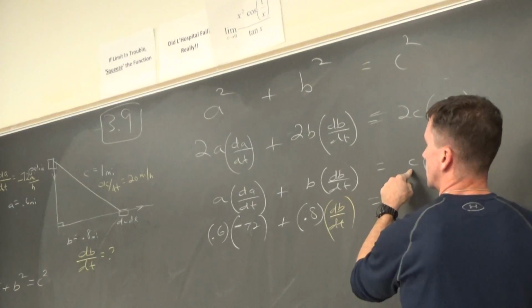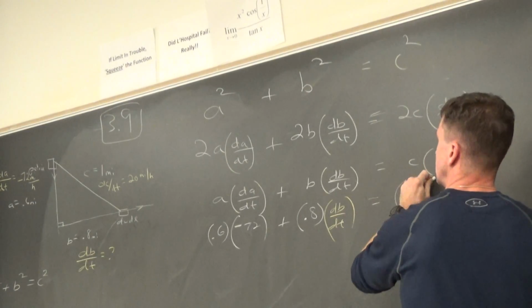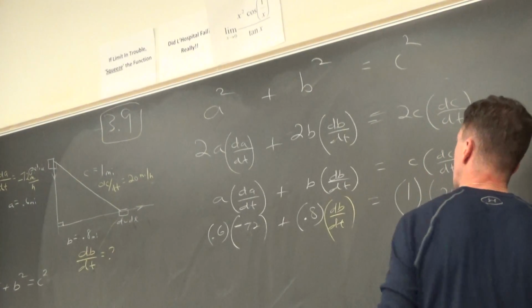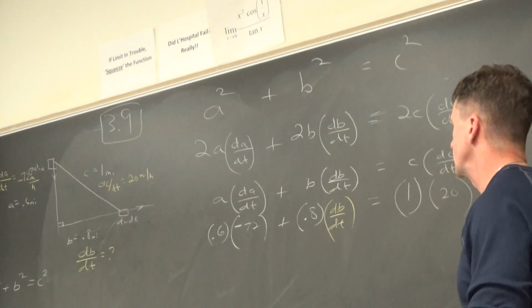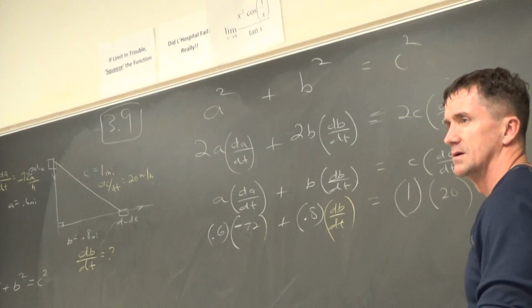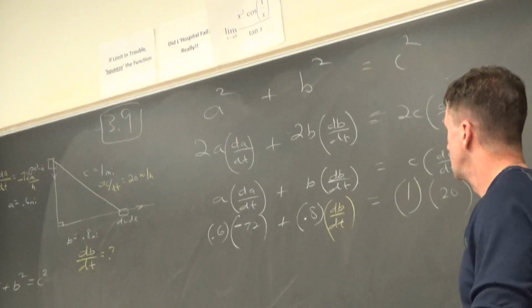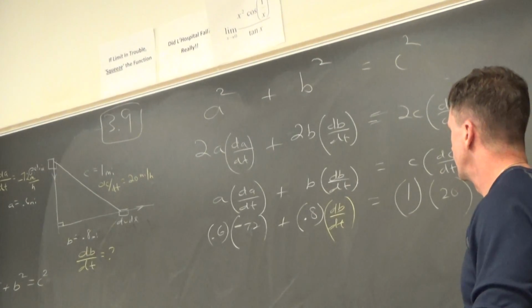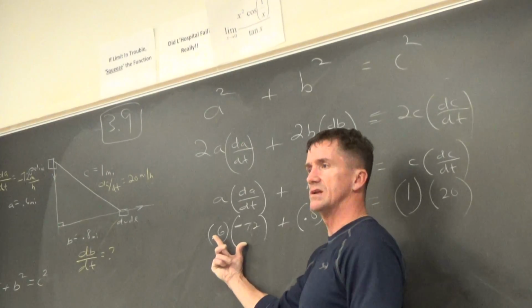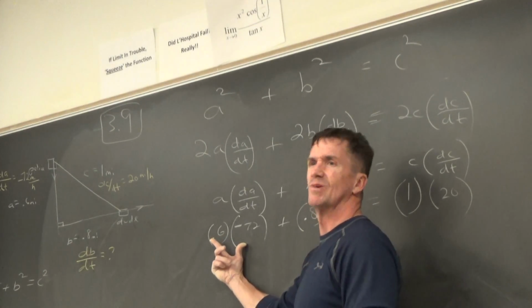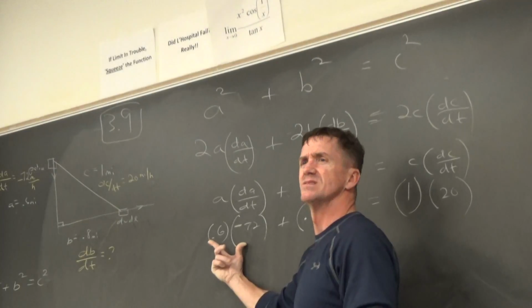What's C? C is 1. And DCDT was what, 20 positive? 20. Now, how do you algebraically solve for DBDT? You have to take the 0.6 times 72, add them with 20, and then divide by 0.8. Good call. Whatever that number is right there, it's negative. We'll add it on both sides. Do you want to see what it is real quick? What is that number?